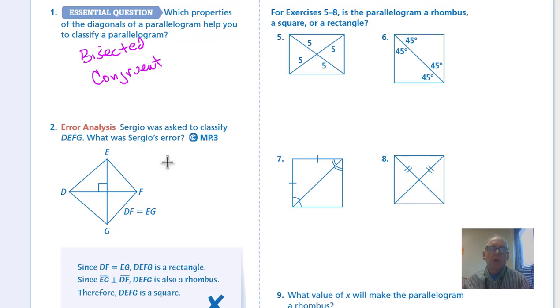Let's look at number 2. Sergio was asked to identify D, E, F, G. What was his error? So D, E, F, G. He said DF is congruent to EG. Okay, that's what we're given. DF is congruent to EG, so we have congruent diagonals. So since DF is congruent to EG, DEFG is a rectangle.